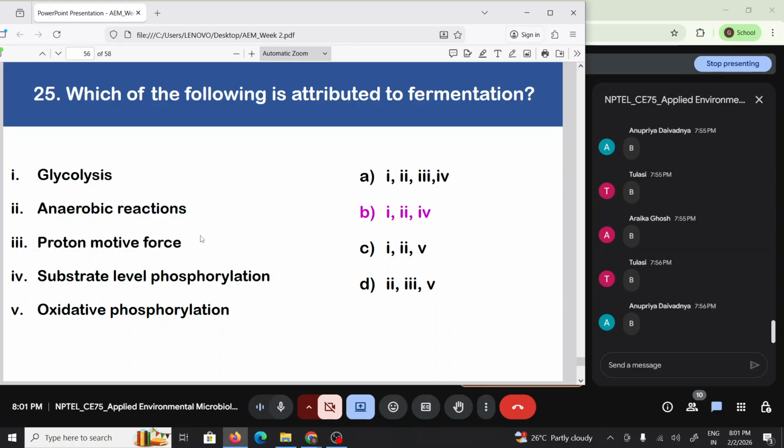So before starting the next session, I will talk in detail about the difference between respiration and fermentation, and in that we will see what substrate level phosphorylation and oxidative phosphorylation are. I hope that is clear.